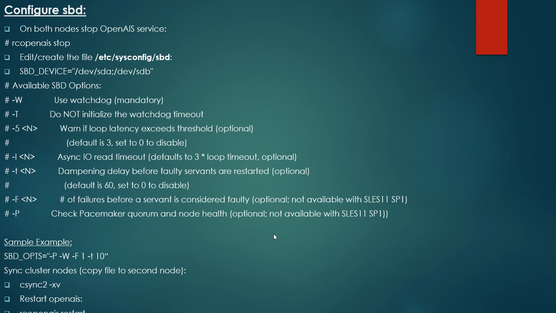So the next step is regarding the configuration of SBD. Before you configure SBD, you have to ensure your OpenAIS service, which is the cluster management service and the main service for the HAE cluster, is in a stopped state. Once you confirm that, you can go ahead and edit, or if you do not have this file, you have to create this file, /etc/sysconfig/sbd, and inside it you have to specify 2 lines.